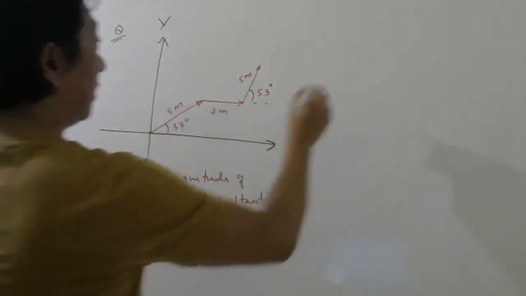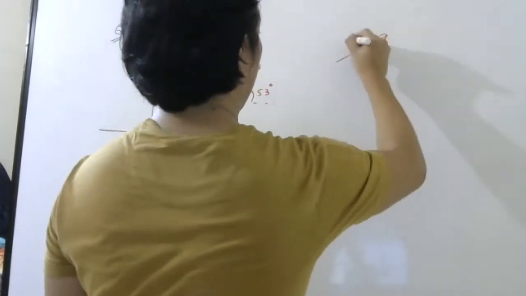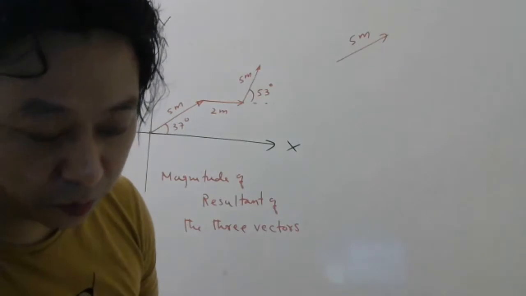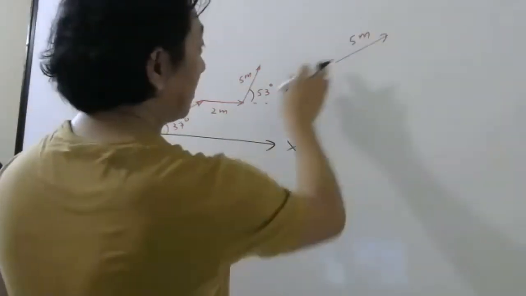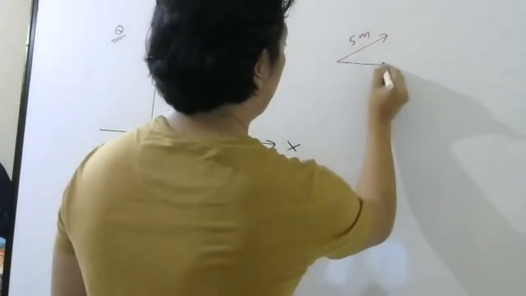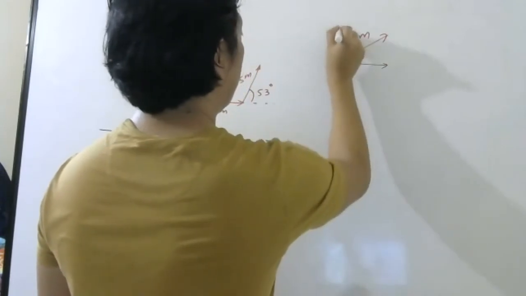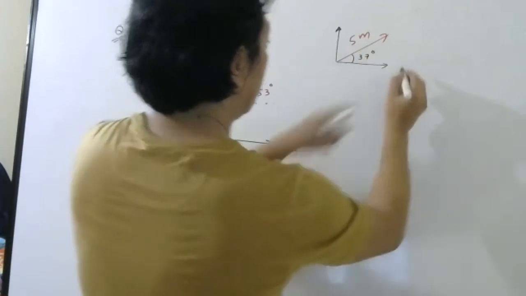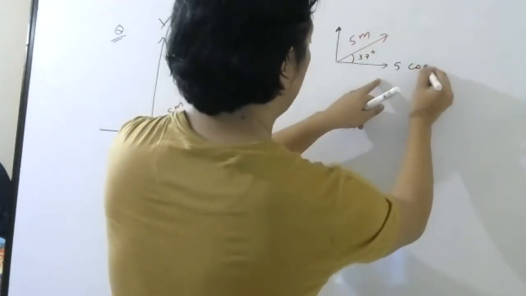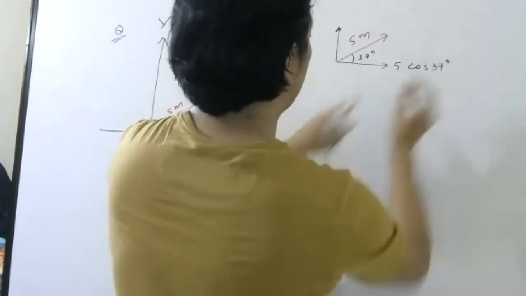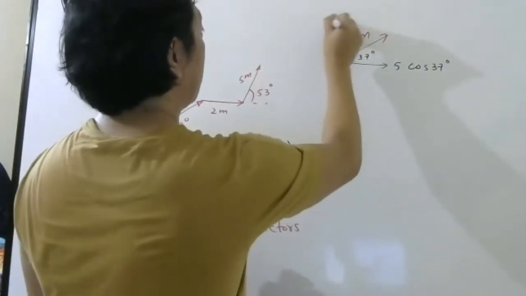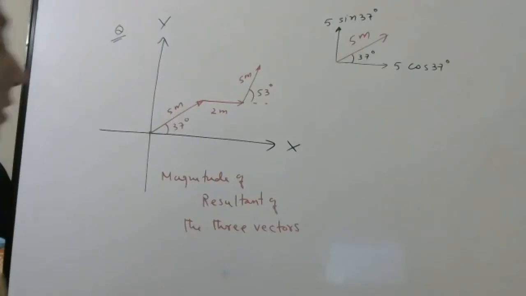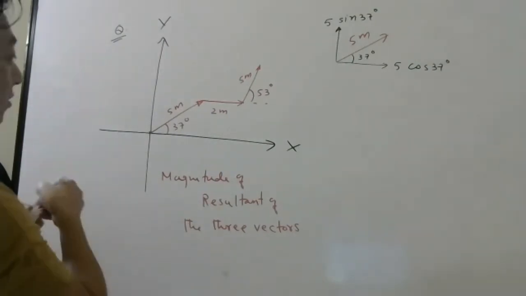So the first vector is 5 meter at what angle? 37 degree. So it will have two components because it is at some angle. One component will be here, one component will be here. This is 37. So this will be 5 cos 37, and this will be 5 sin 37. Right? These are the two components for the first vector.